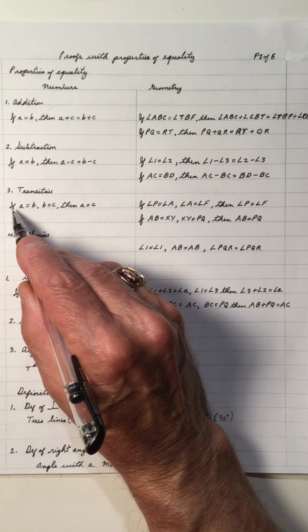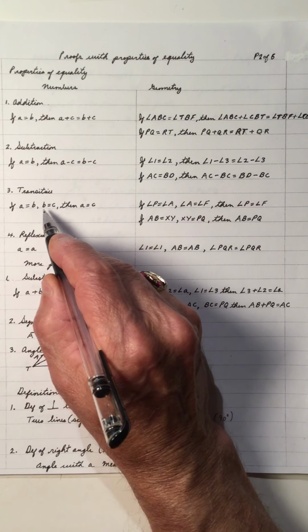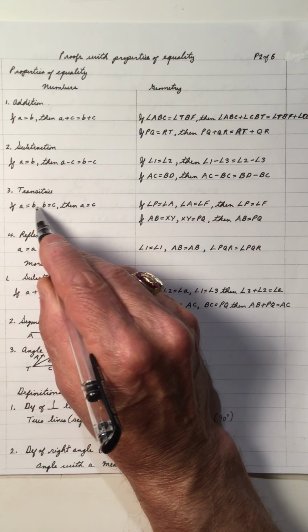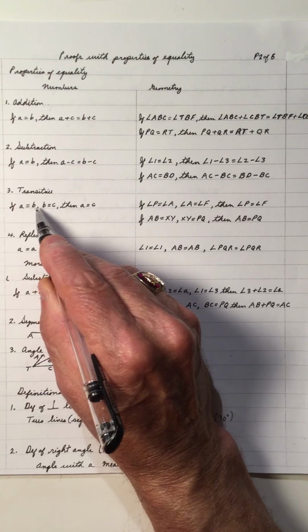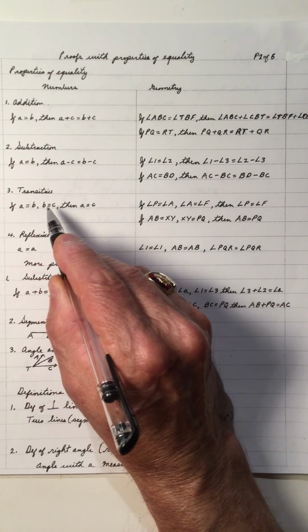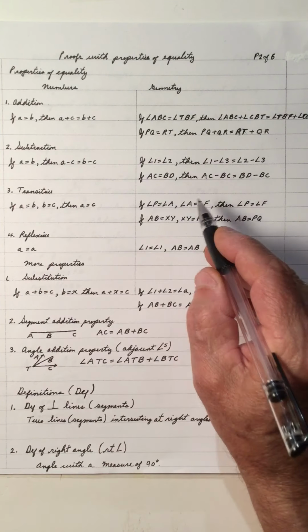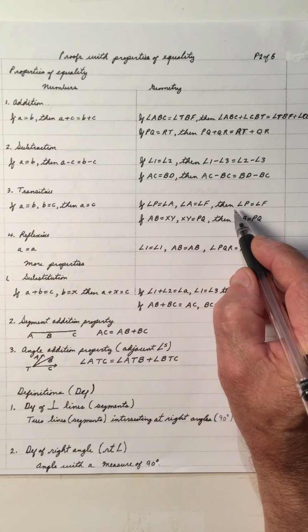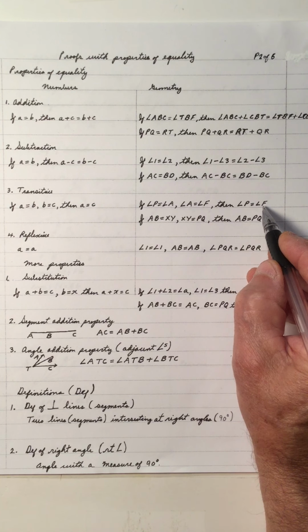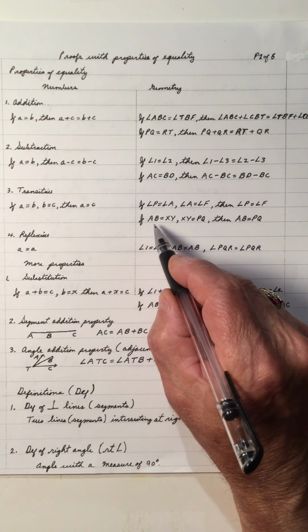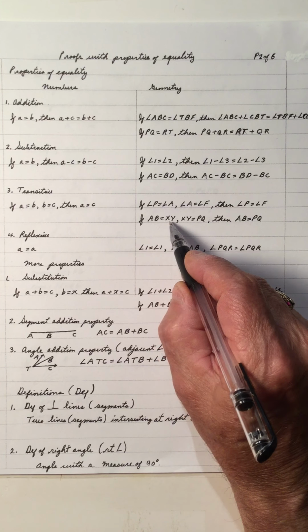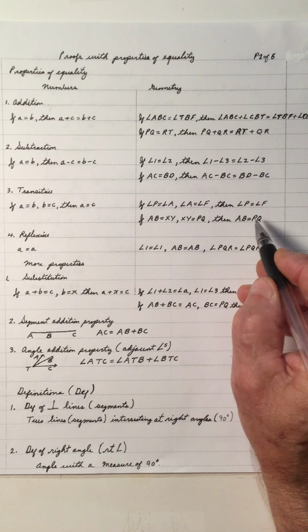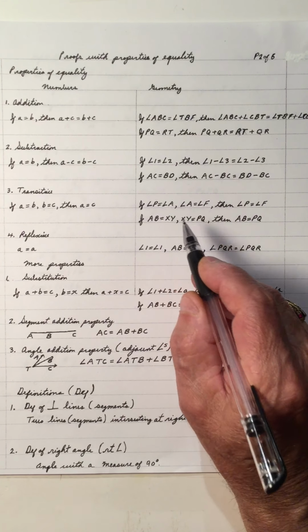The transitive property: if A equals B and B equals C, then A equals C. B is in each of these equations, so we call it the transitive property. If angle P equals angle A and angle A equals angle F, then angle P equals angle F because they're both equal to angle A. Or if AB equals XY and XY equals PQ, then AB equals PQ because they're both equal to XY, by the transitive property.